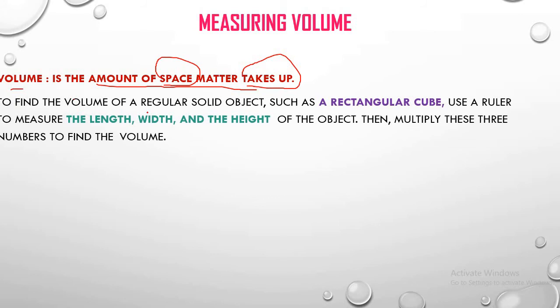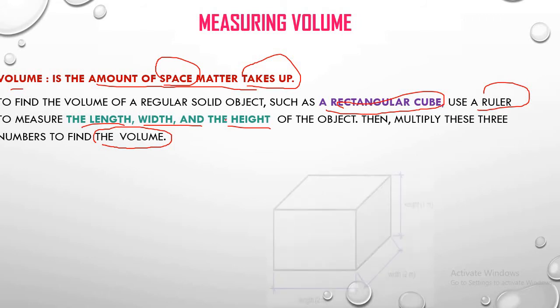To find the volume of a regular solid object, such as a rectangular cube, use a ruler to measure the length, width and height of the object. Then multiply these three numbers to find the volume. If I want to measure the volume of any object, I multiply the length, width and height.